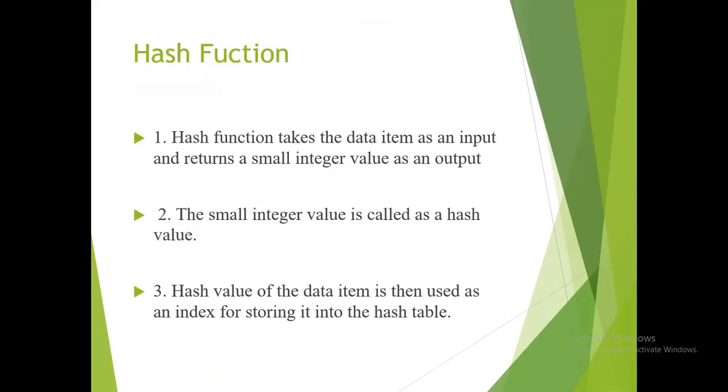First, hash function. A hash function takes a data item as input and returns a small integer value as output. Second, this small integer value is called a hash value. Third, the hash value of the data item is then used as an index for storing it in the hash table.